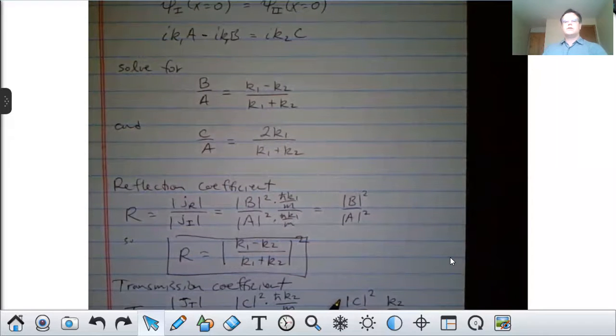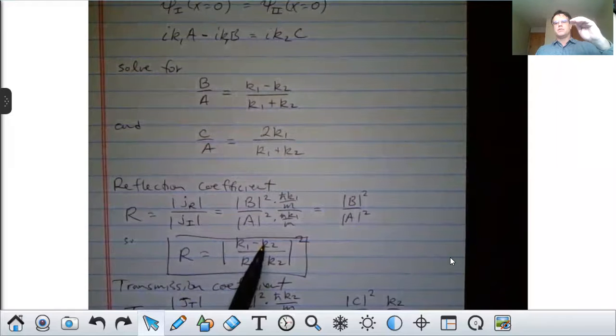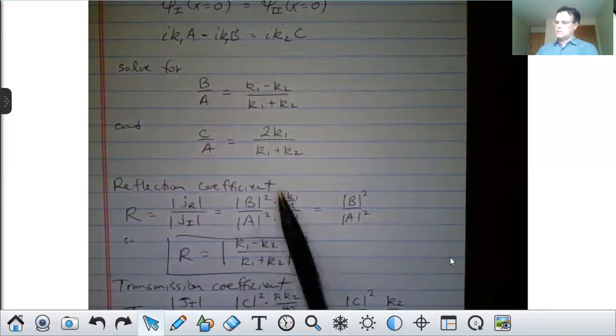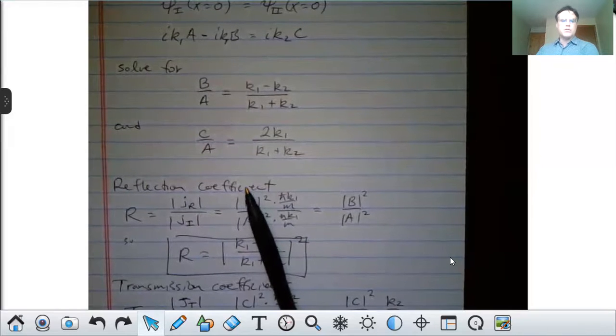Now, one thing you can show, and maybe I won't show it here, is that this should go to 1 when your kinetic energy is equal to V0. If your kinetic energy is below the barrier, there's no way to get through. There's not enough kinetic energy to go over the barrier. So this reflection coefficient should go to 1. And you should see that k2 goes to 0, and so you get k1 over k1 squared, which is 1.